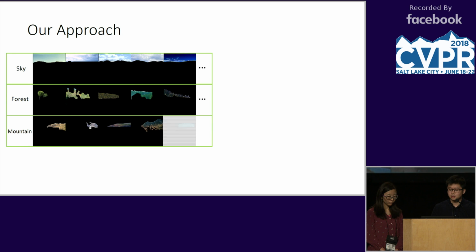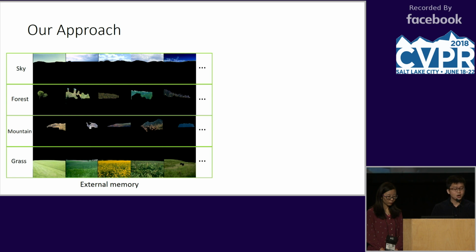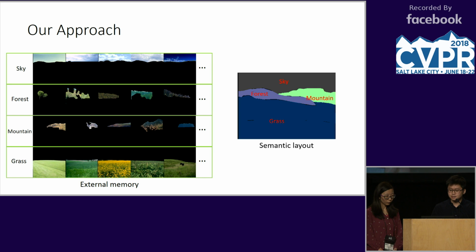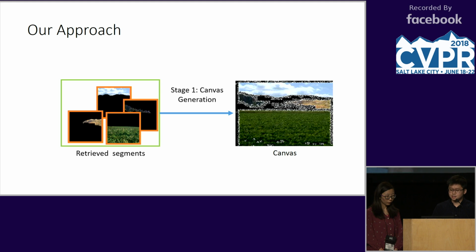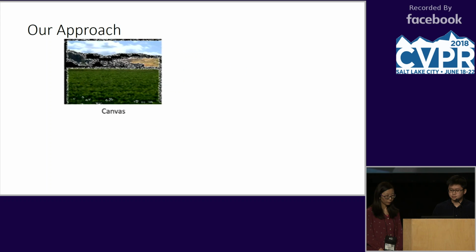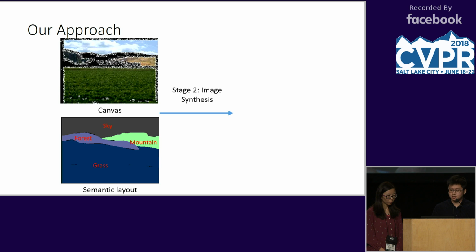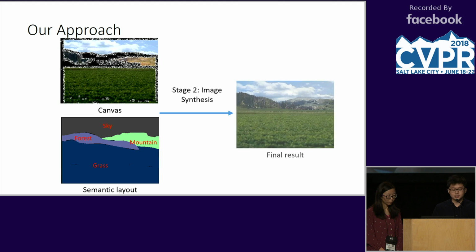Here we describe the general idea of our semi-parametric approach. First, we create a database with object segments. We call it external memory. As you can see on the figure, there are sky segments, forest segments, mountain segments, grass segments, and these are extracted from the training set. Then, given a novel semantic layout at test time, we retrieve compatible object segments from the external memory. Then we merge these retrieved segments onto a canvas. You can see the canvas is incomplete and the overall color distribution may not be natural. Then we refine the canvas with an image synthesis network. Here is our final result.